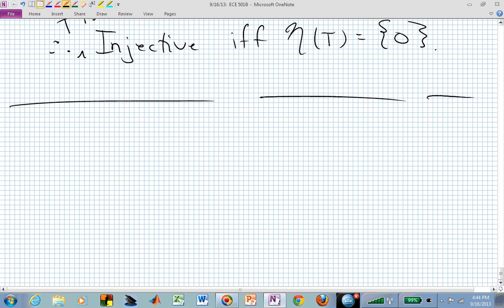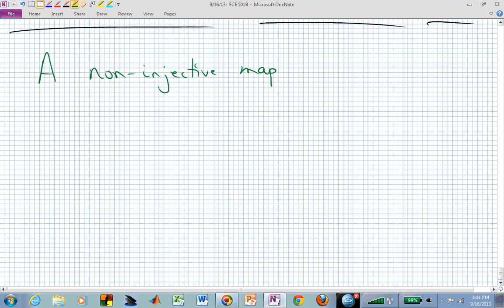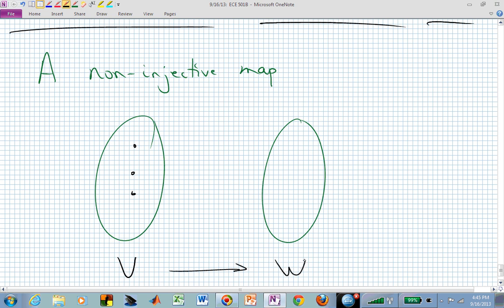Here's a picture of what we have, of a non-injective map. And I think you can already probably sketch it. We have something here, and we might have some points in our domain getting mapped into our codomain via T. And now maybe this is our point in W, and maybe all three of these go to the same point.